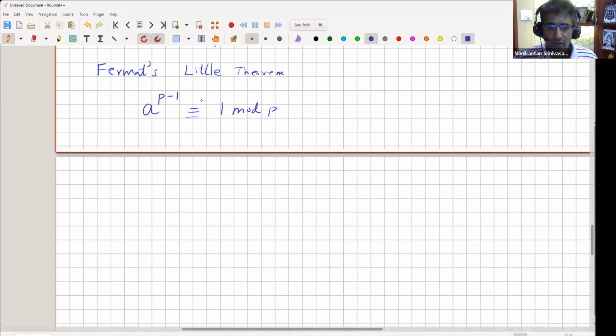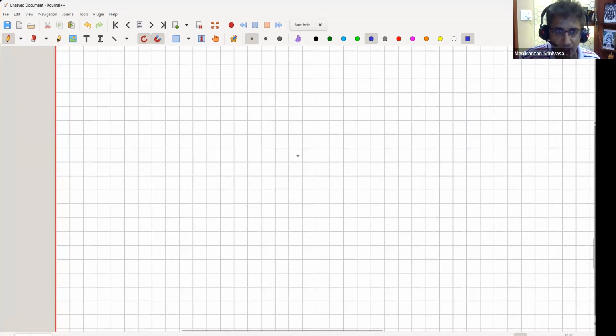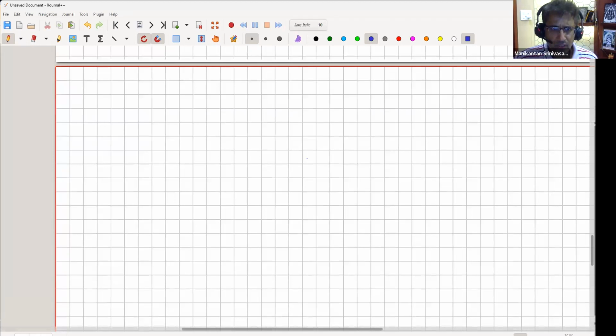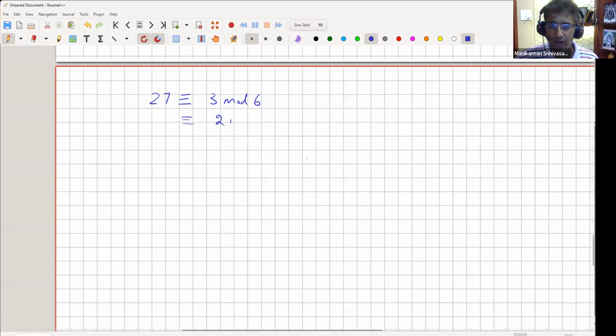Before we do this one, suppose I have a number like 27. So 27 is 3 mod 6, which means what? When I divide by 6, it leaves a remainder of 3. So 27 is 2 mod 5. When I divide by 5, it leaves a remainder of 2. 27 is 0 mod 3. When I divide by 3, it leaves a remainder of 0.